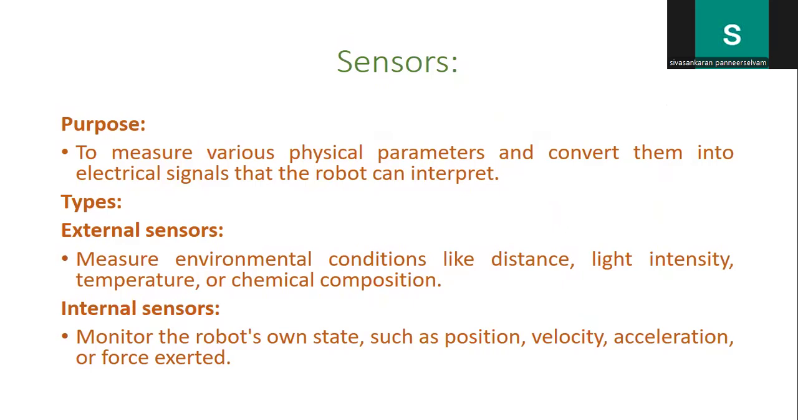So what is the purpose of using the sensors in a robotic system? To measure various physical parameters and convert them into electrical signals that the robot is able to interpret by sensing the differences. What are the different types of sensors incorporated in a robotic system? External and internal sensors. So what are the external sensors? The sensors that are used to measure the environmental conditions like distance, light intensity, temperature, chemical composition, etc.